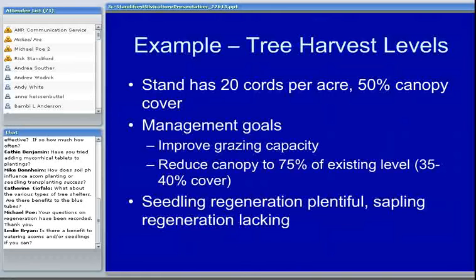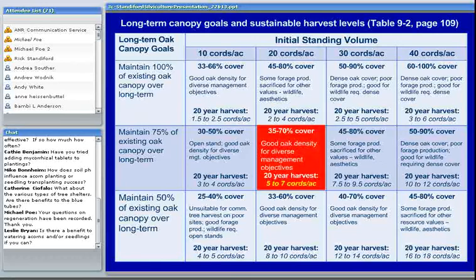Currently, there's very plentiful seedling regeneration, but the sapling regeneration is lacking, much like that schematic that Doug showed in the earlier talk. So based on the 20 cords per acre and maintaining a 75% oak canopy level, I highlighted in red on the screen there what the canopy level would be, and how many cords per acre could be harvested on a 20-year harvesting cycle.